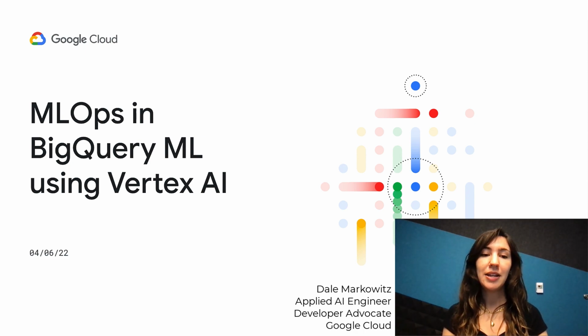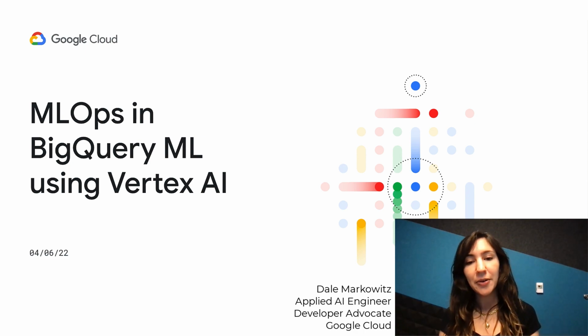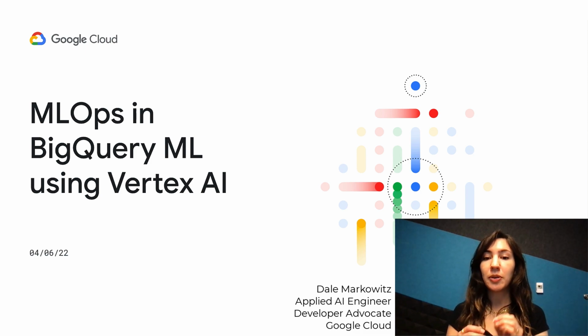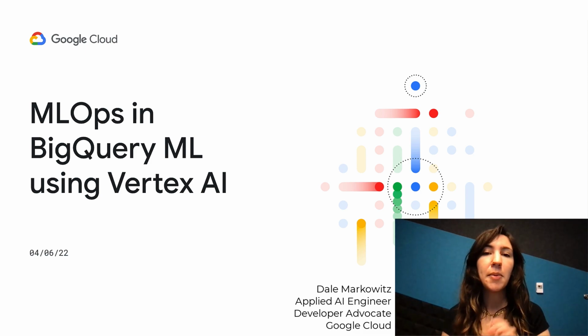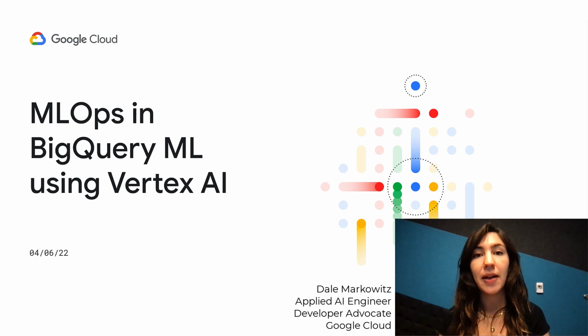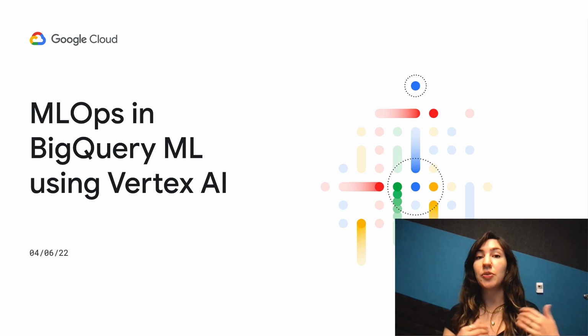Today we're going to talk about how BigQuery, Google's fully managed enterprise data warehouse, connects with Vertex AI, which is Google's one-stop shop for all things machine learning. Before we get into that, let's talk more generally about ML and why it's difficult sometimes to do it in enterprise.